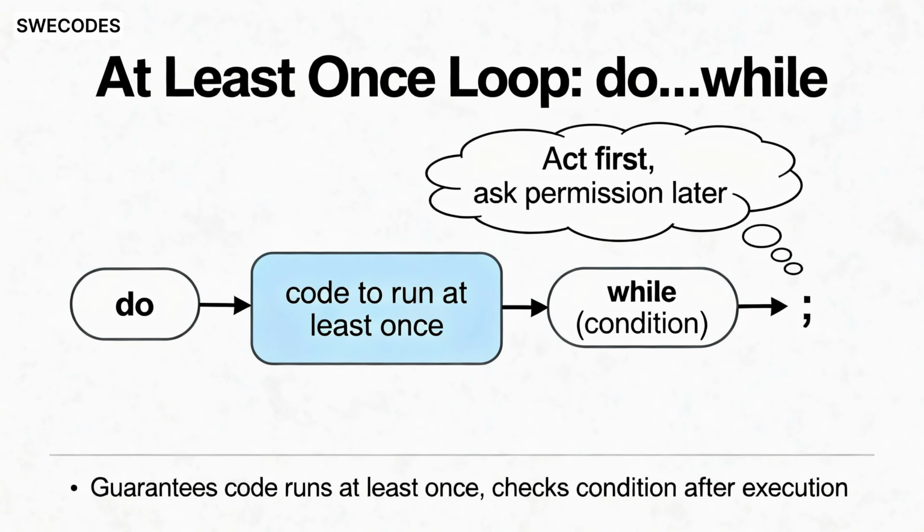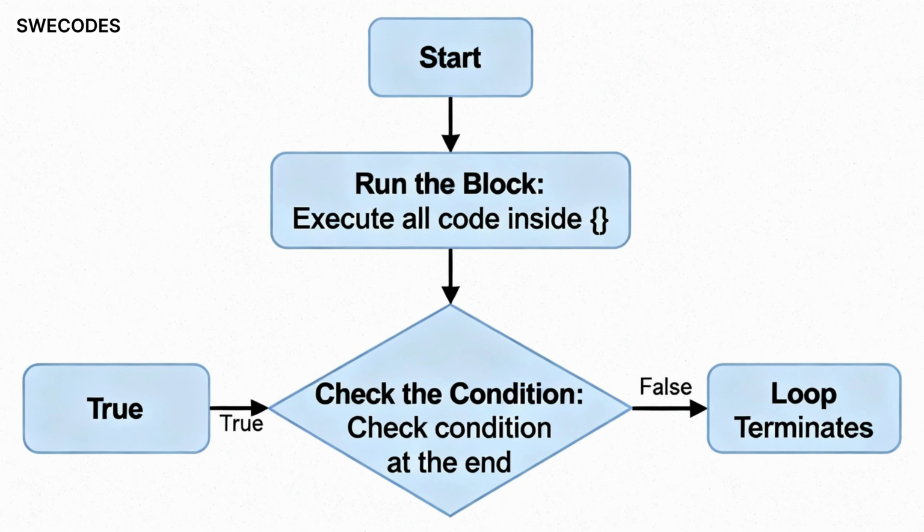The at least once loop: do while. But what if you need your code to run at least one time, no matter what? For that, we use the do while loop. Think of it as the act first, ask permission later loop. Look at the syntax. The do keyword comes first, then the code block. The while condition is at the end, followed by a semicolon.